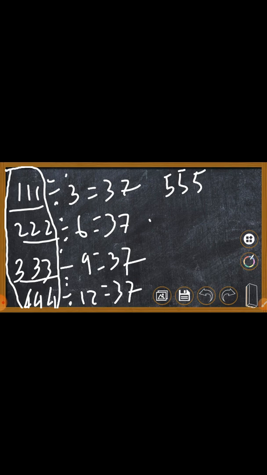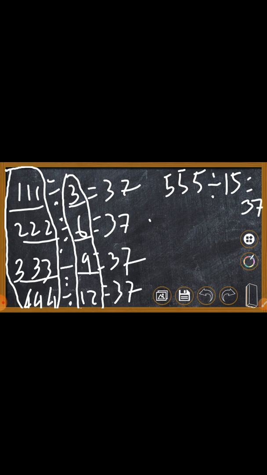Then let's look at this one. These are 3, 6, 9 and 12. Yes or no? What is the common thing between 3, 6, 9 and 12? They come in the 3 table. 3 1s are 3, 3 2s are 6, 3 3s are 9, 3 4s are 12. So the next thing will be 3 5s are 15. So I will write 3 5s are 15 over there is equal to 37.